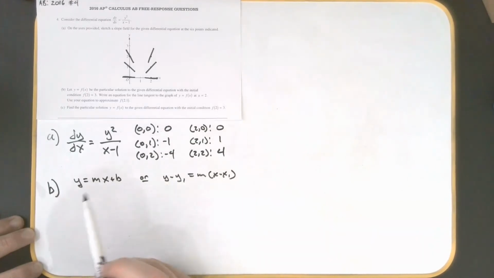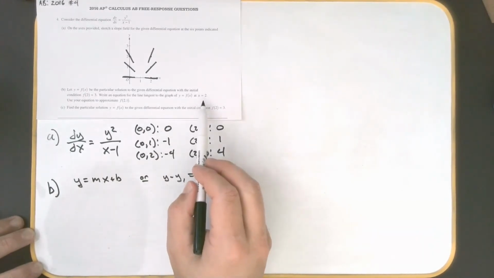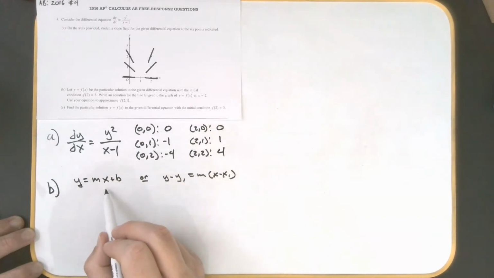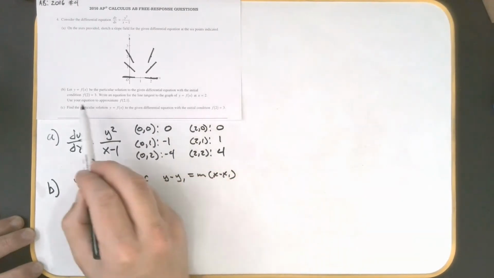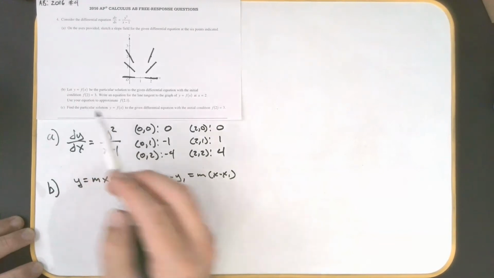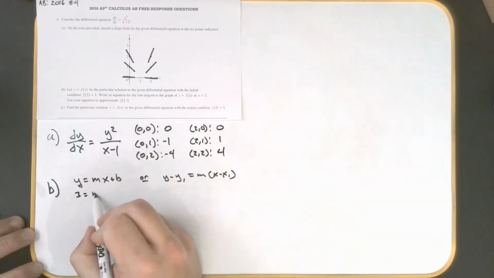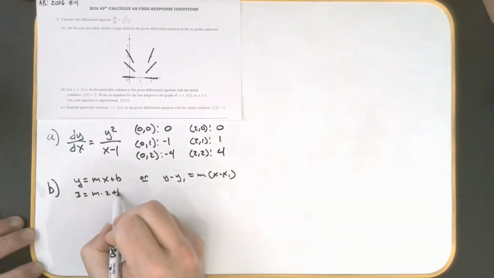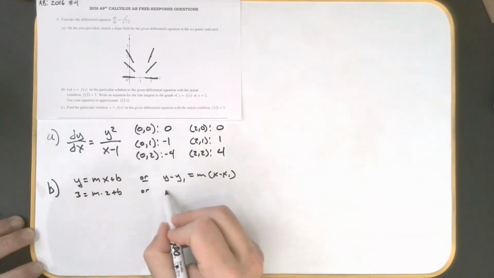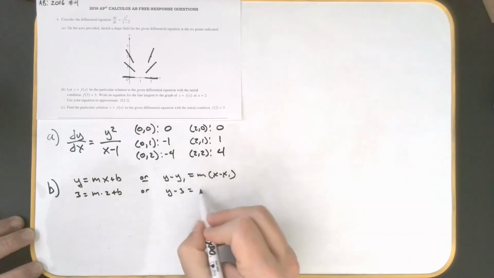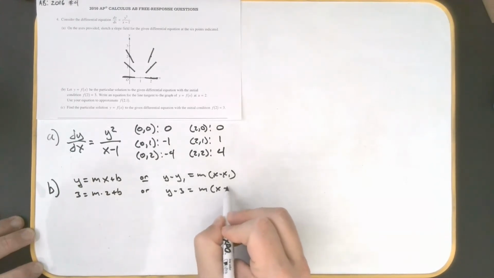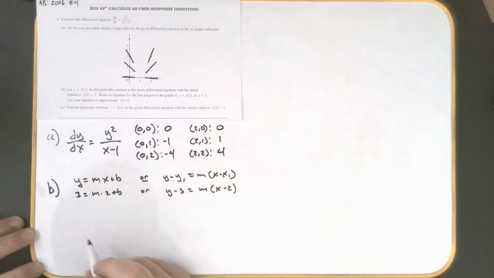And what they give us is they tell us that they want us to do this at x is equal to 2, so the x value is 2. And then it says here f of 2 is 3, so the y value is 3. So what we have here is 3 is equal to m times 2 plus b. Or over here, we've already got y minus 3 is equal to m times x minus 2. We're almost done. We just need slope.